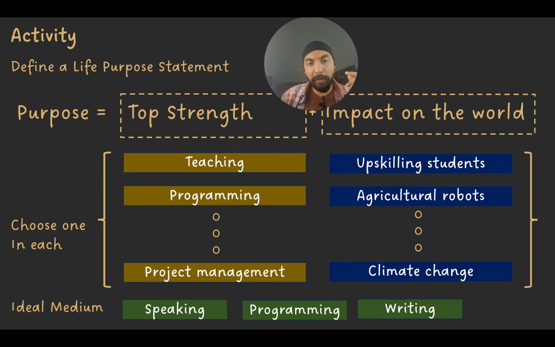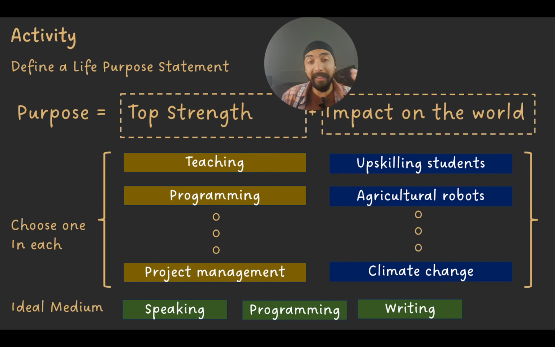So what is my top strength? Is it teaching technical concepts? Is it programming? Is it building machine learning projects? Is it managing machine learning projects? What is it that I know that I'm really good at, or that if I spend 10,000 hours doing, I would really enjoy spending those 10,000 hours, and I would really gain that expertise.